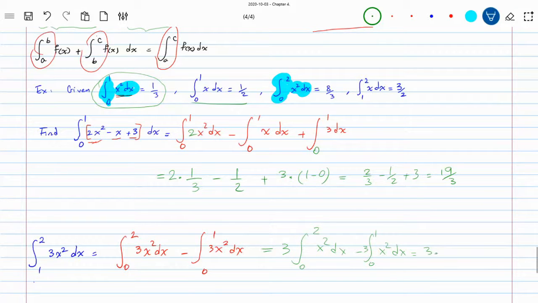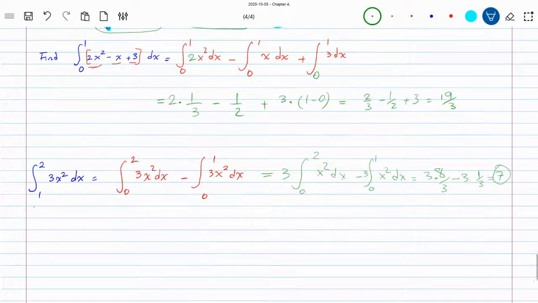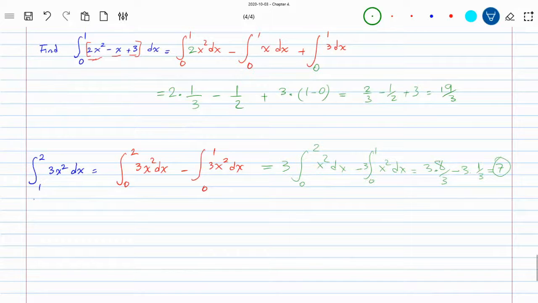So 3 times the integral 0 to 2 of x squared dx is given as 8/3, minus 3 times the integral 0 to 1 of x squared dx, which is given as 1/3. So you get 8 minus 1, this becomes simply 7. So we calculated the integral of the function 3x squared over the interval 1 to 2. So this is the area under that curve, which is exactly 7 if the other two pieces of information are accurate.